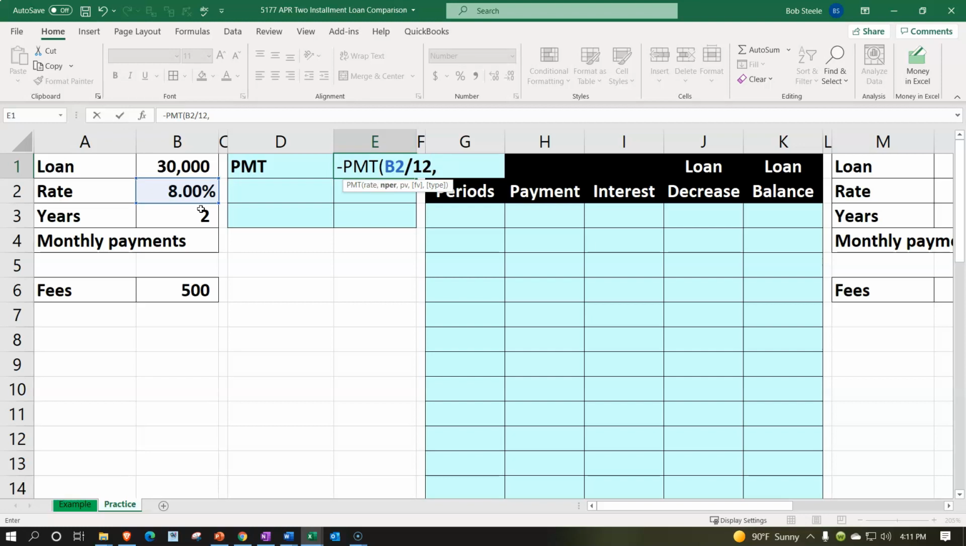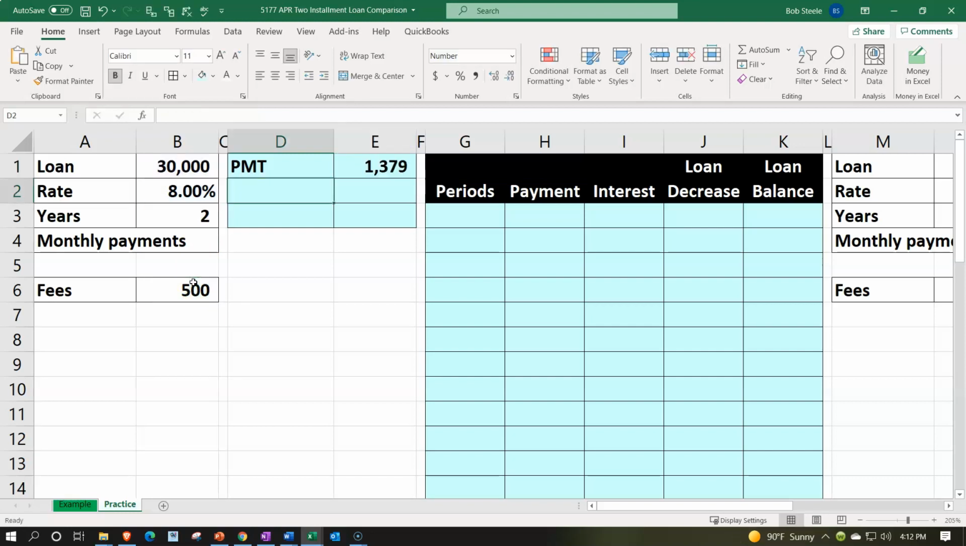We're going to say comma. The number of periods would be the 2 years times 12, so 24 periods. And then comma, the present value is the amount of the loan, which is $30,000. But we also had to add to it that $500, which we're going to be paying the interest on, which we have to fold into the payments when we're thinking about how much the payments will be.